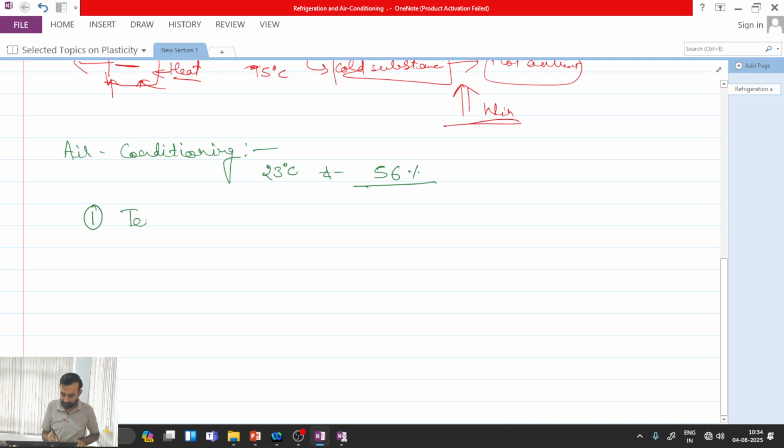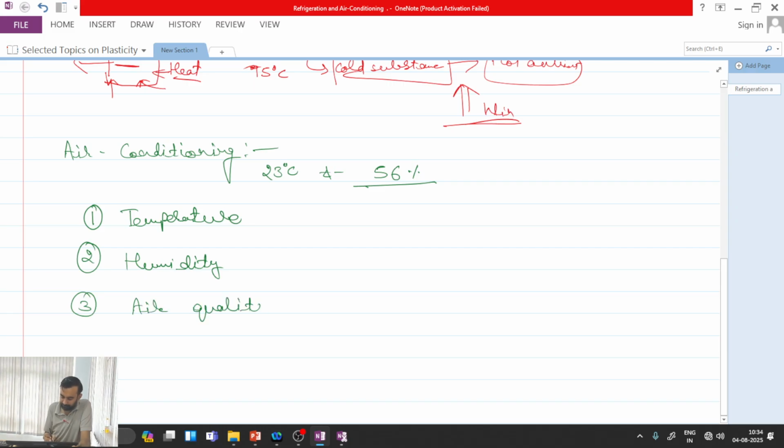First is one has to control the temperature. Second, one has to control humidity. Third, air quality. And fourth is, yes, circulation, that is coming over here. Cleanliness. Air has to be clean also.